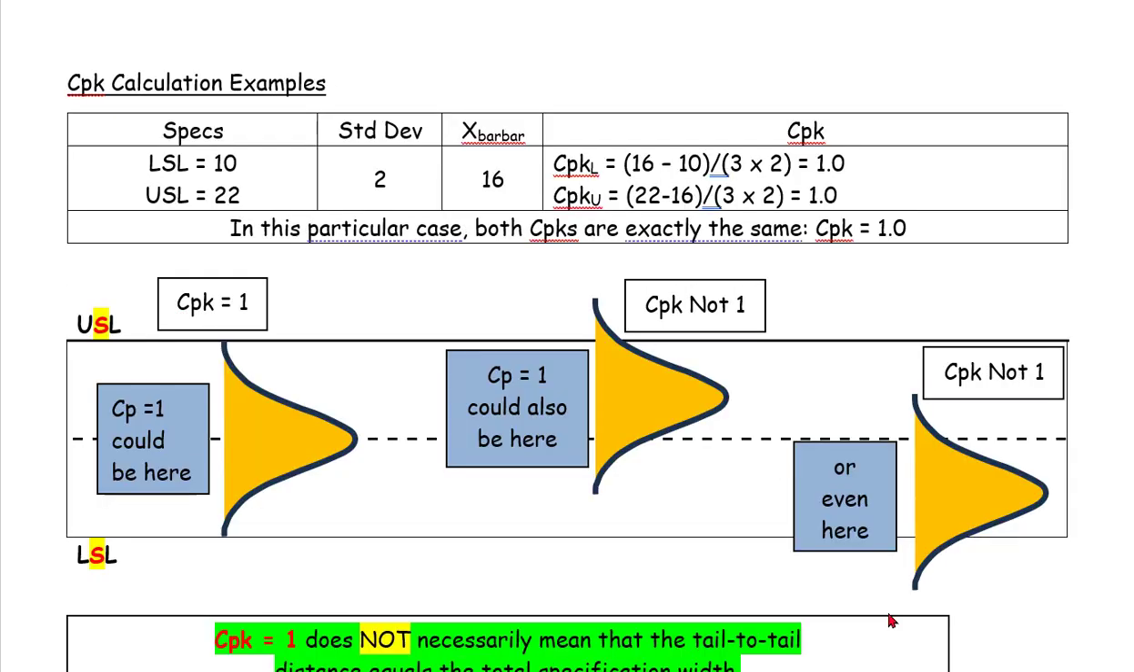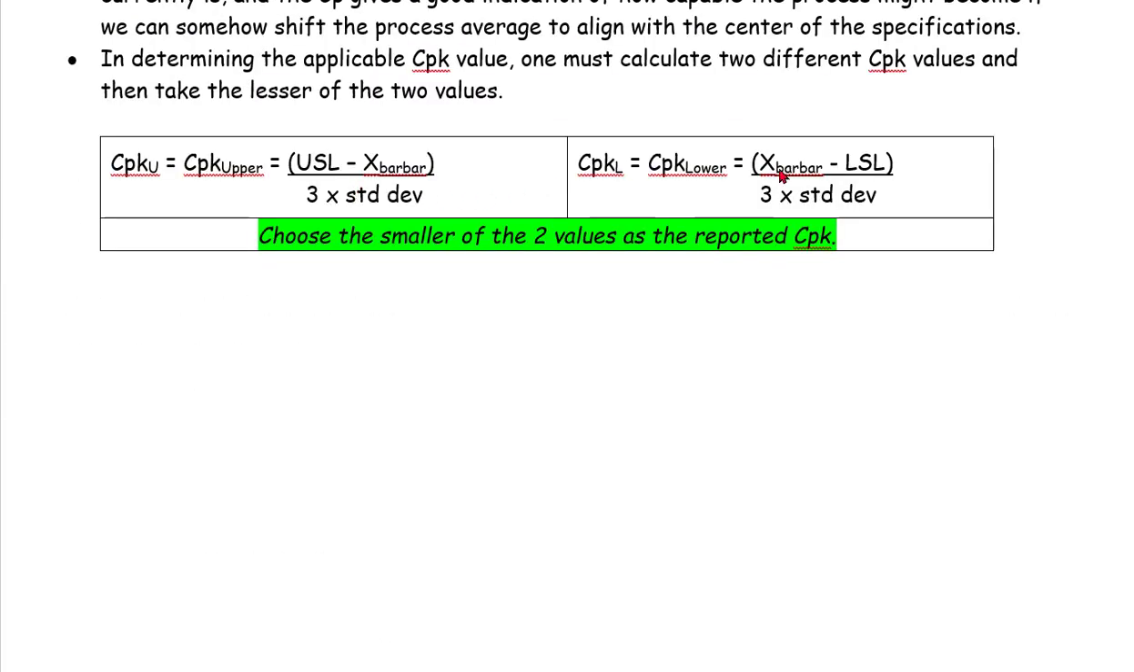Here are some CPK calculation examples. We're going to stick with our 10 and 22 engineering specification limits. We're going to go with the standard deviation of 2. Our X bar is 16 for this example. Let's scroll quickly up to the top so you can see these formulas again. Lower is X bar minus the lower spec. Upper is upper minus X bar, and of course both 3 times standard deviation.